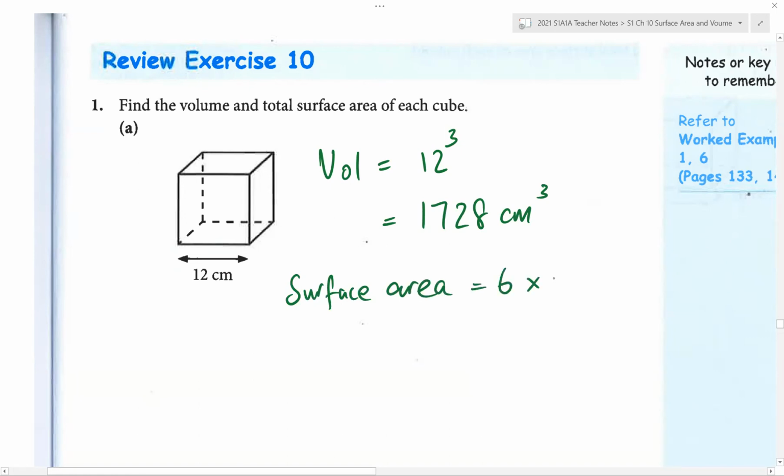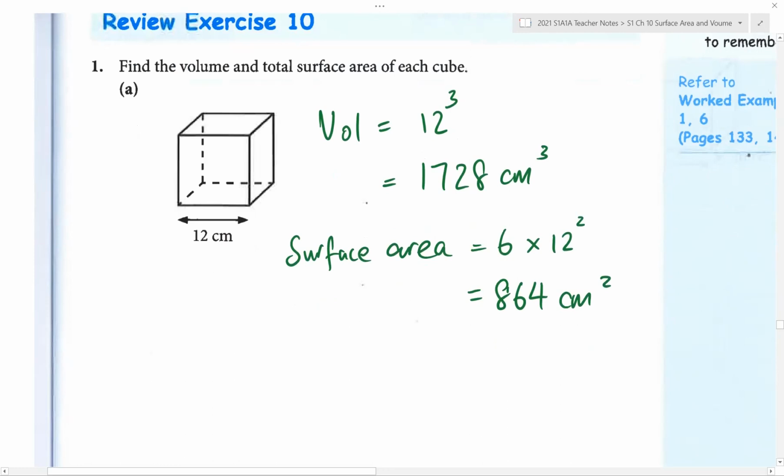6 times 12 times... I'm too lazy to write 12 times 12. 12 power 2. So 6 times 144 is 864 square centimeters.